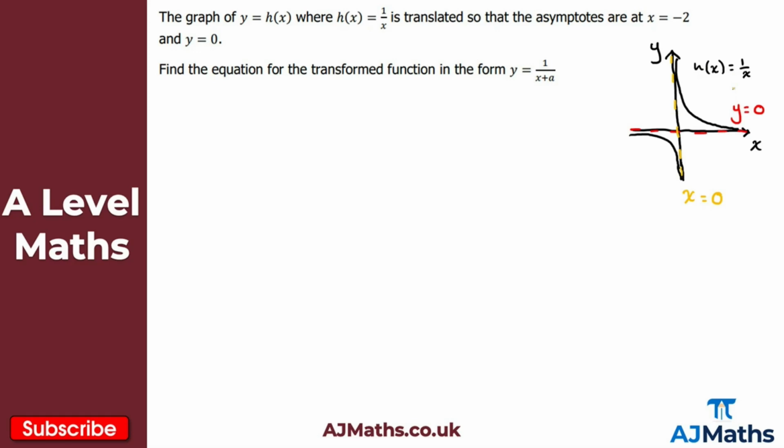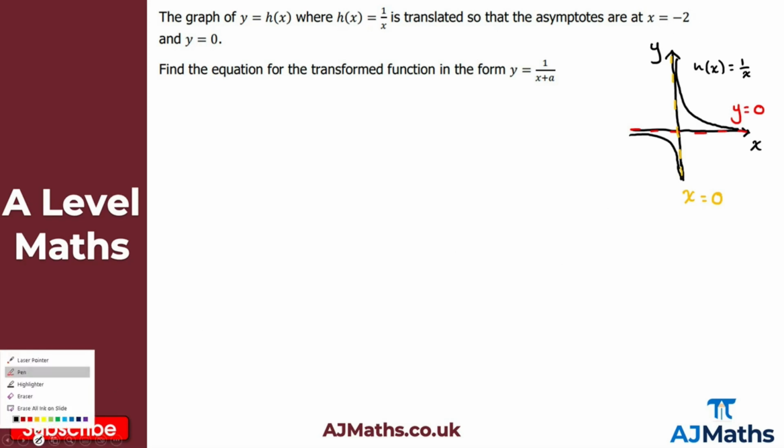Now, what we're told is once it's translated, the asymptotes are at x equals -2 and y equals 0. So what we need to do is consider how that changes from our original function. y equals 0 is what we originally had, and in the new one it's also y equals 0. So that doesn't change. That tells us nothing's affecting the y coordinates here. But the asymptote x equals 0 is translated to become x equals -2.